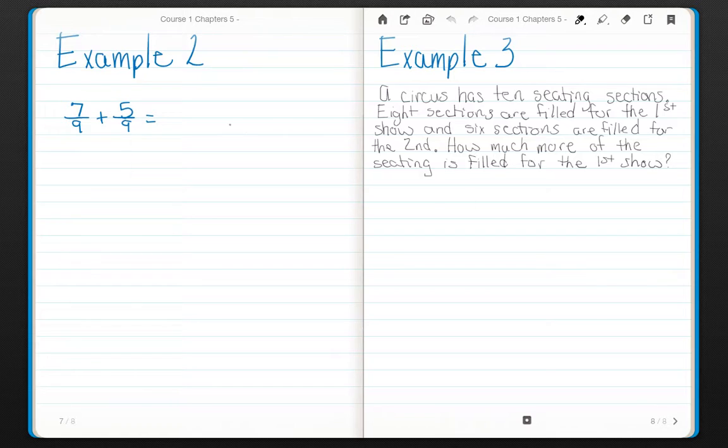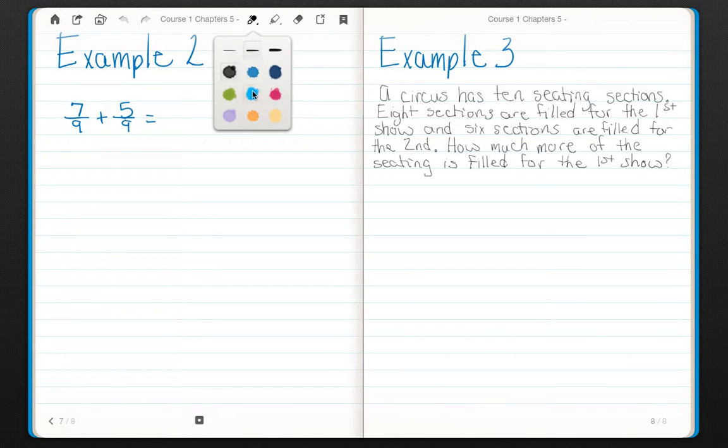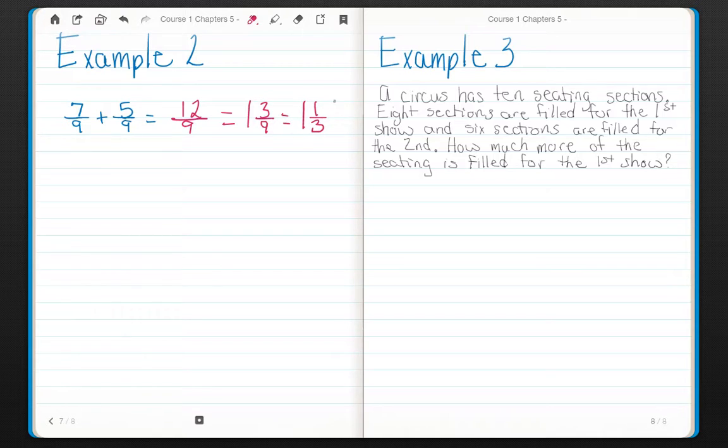7/9 plus 5/9. Well, 7 plus 5 is 12. Let's change colors here for fun. Again, my denominator stays the same. However, 12/9 is an improper fraction, and I cannot leave it as such. So I have a couple of options. I can do the math mentally, and I know that this will equal 1 3/9, which reduces again to 1 1/3. Box my answer.